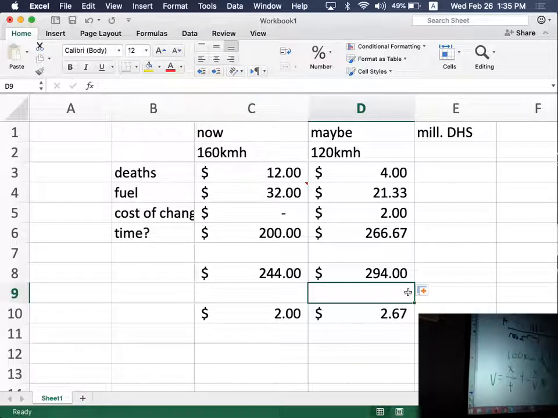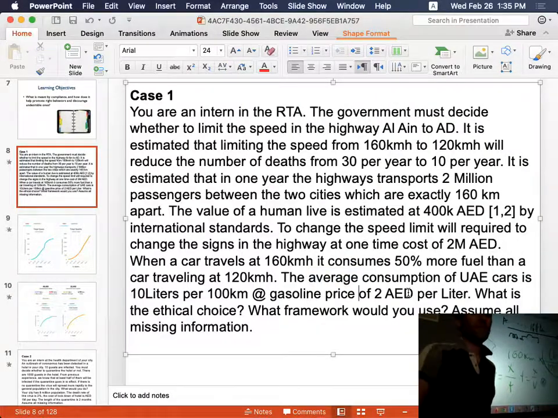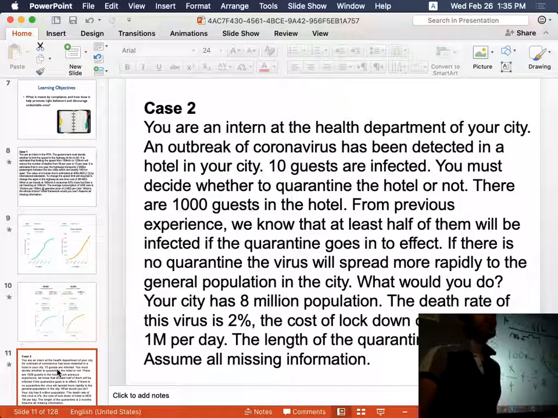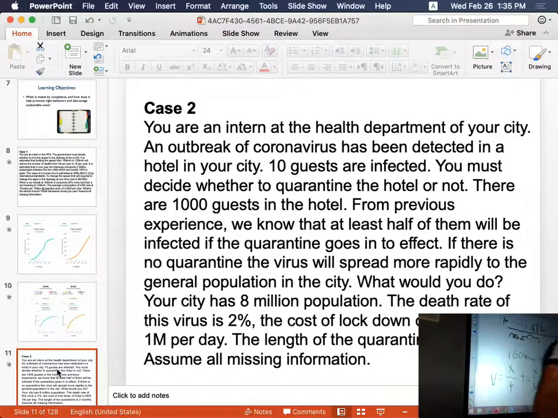Sounds good? Questions? Let's go for the second case then. Who has an answer for the second case? Second case. Who wants to read the second case? Yes, you. What's your name? Watha, can you read the second case for us, please?